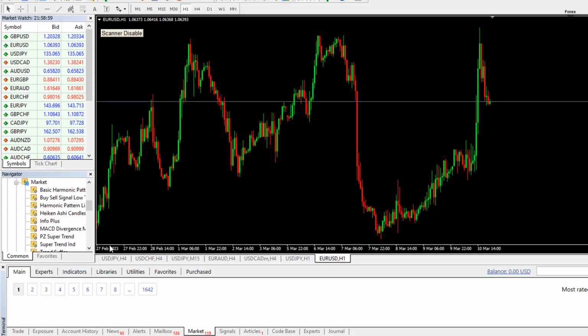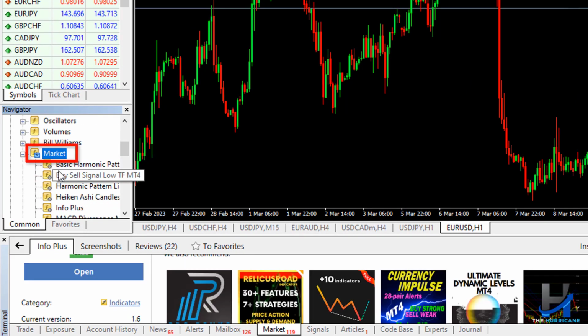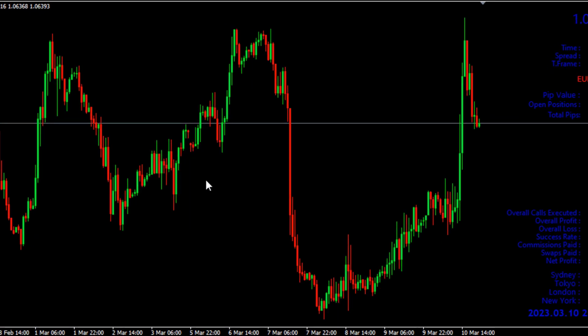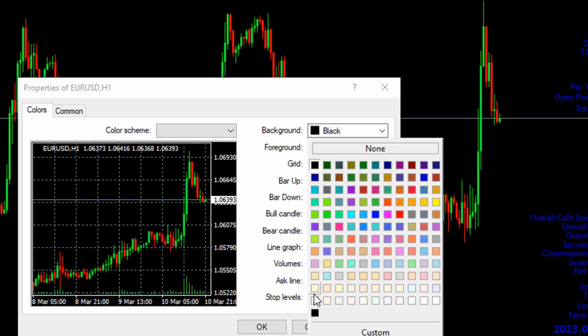As we have downloaded it, here is written Open. Anyway, after downloading you will come to the Navigator option, then you will see a folder named Market. In the Market folder, you will have your desired indicator. So by clicking there you can set up this indicator. Do this exactly as we have shown in the video.